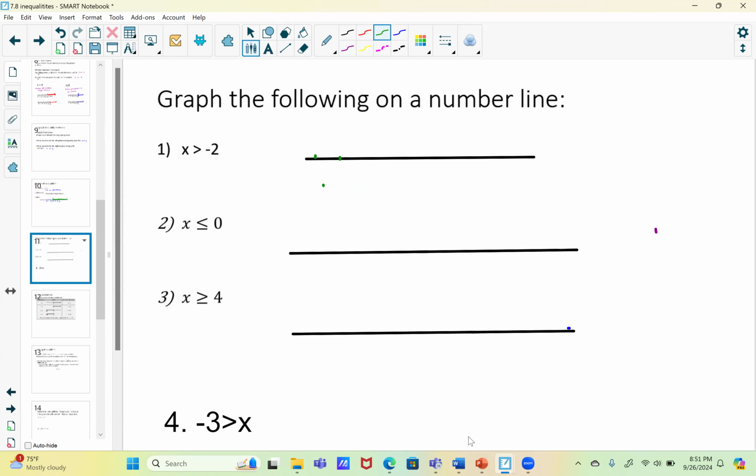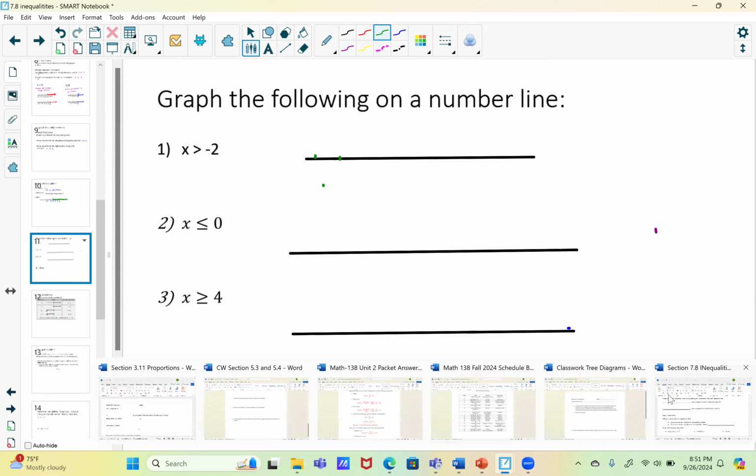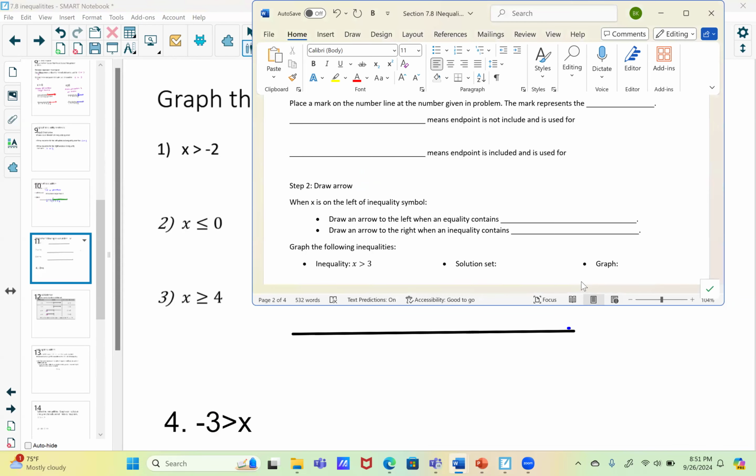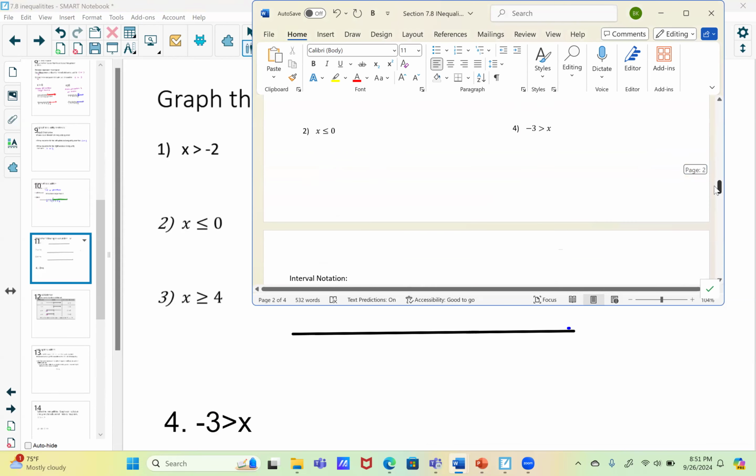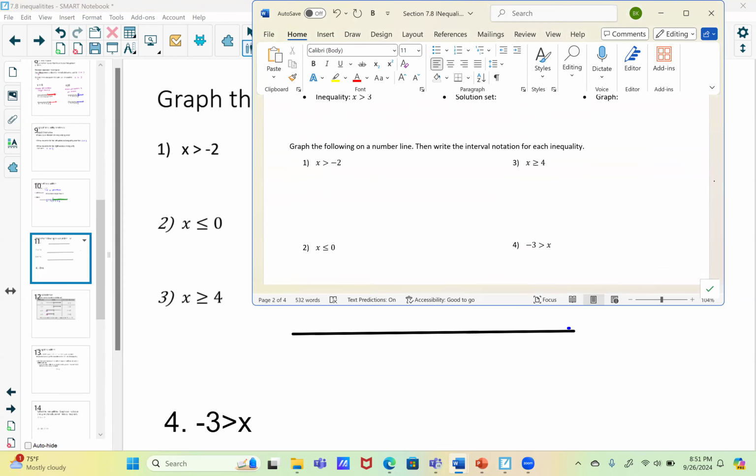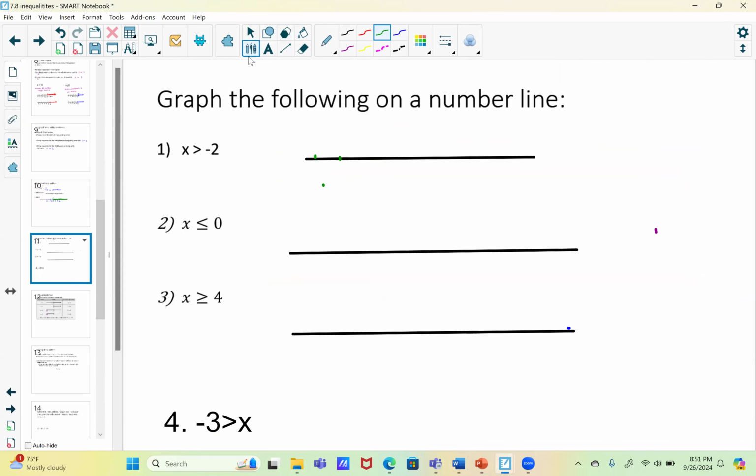Okay, so we're going to look at your packet. Again, these 4 examples where it says graph the following on a number line and then write the interval notation. So we're going to start with graphing it and then we're going to look at interval notation second. So when we do x is greater than -2, I'm going to again do numbers on both sides of -2.